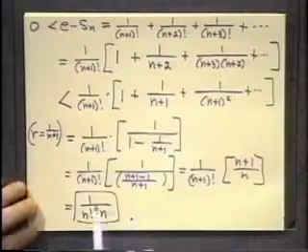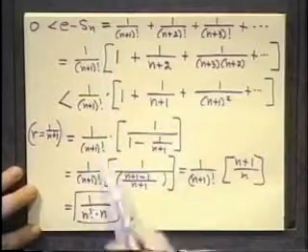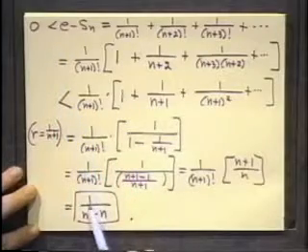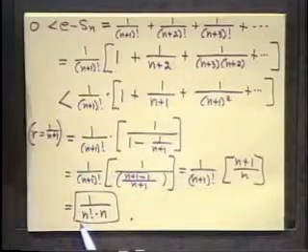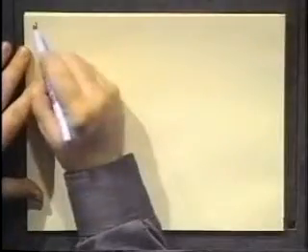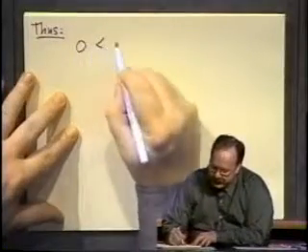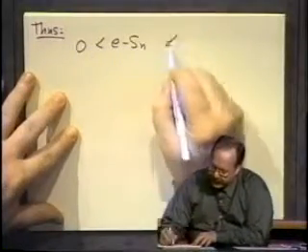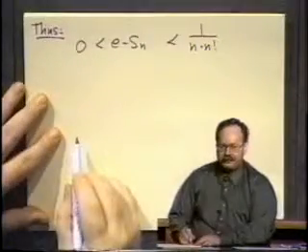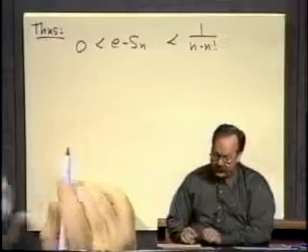So let me put this all together because this was a really long expression. We have e minus s sub n greater than 0 and less than this object at the bottom. So let me put that, like I say, all on one page so we can keep track of this. Thus, we have the conclusion that 0 is less than e minus s sub n less than 1 over n times n factorial. And I want to do one last little calculation.